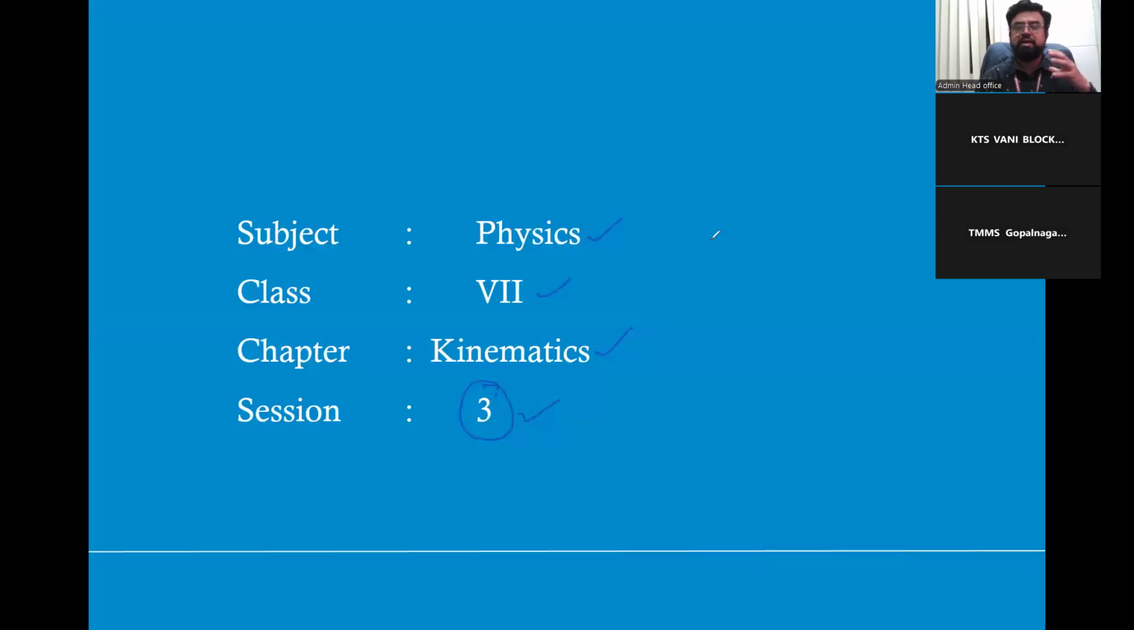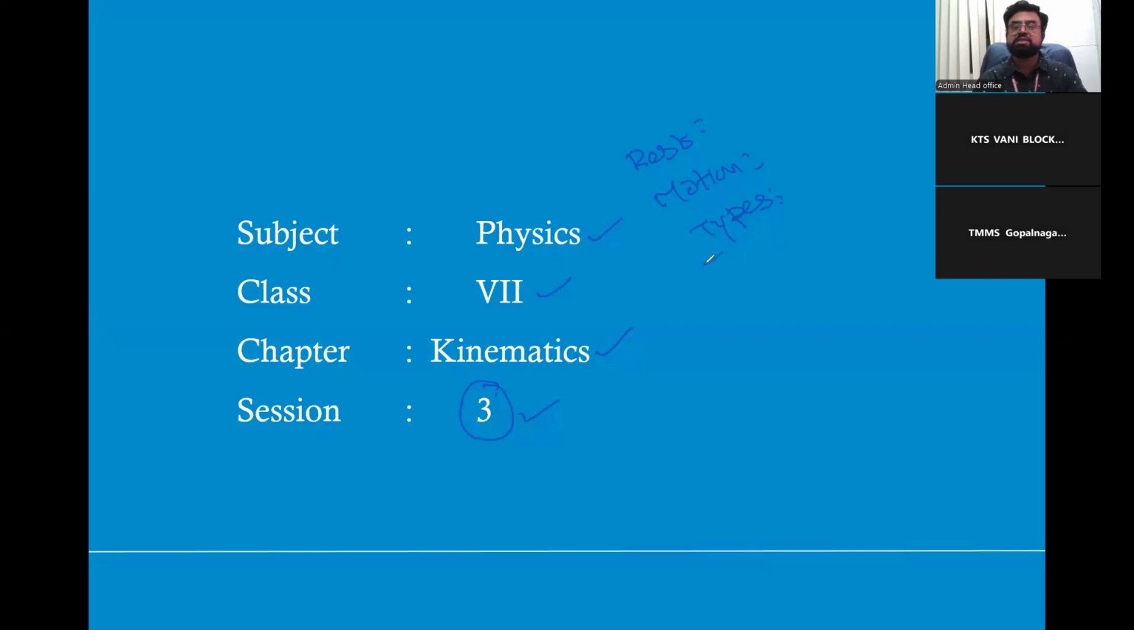First we learn about what is motion. This is the basic part of kinematics. Kinematics is a branch of physics that deals with the motion of a body without considering the cause of motion. So we learn about what is rest, what is motion, and what are the various types of motions. We have seen translatory motion, rotatory motion, vibratory motion, oscillatory motion, circular motion, and others.